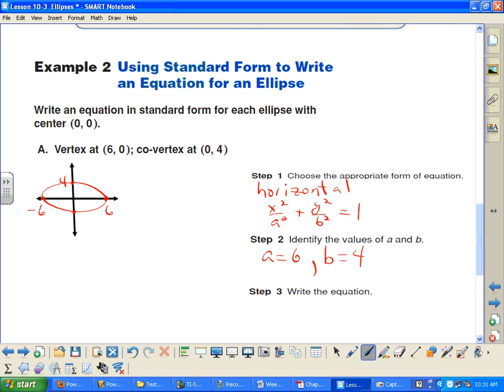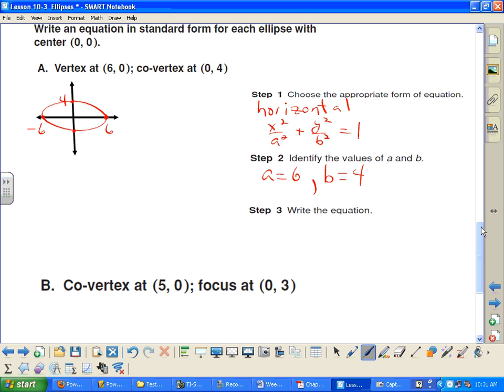Now, if they tell you what the focus is, that's C. Okay? And then you have to use that relationship between A, B, and C. So to write the equation then, we just plug in A and B. So we get x squared over 6 squared, which is 36, plus y squared over 4 squared, which is 16, equals 1.